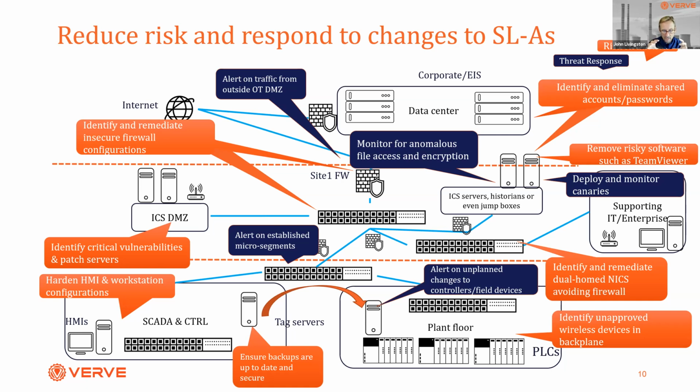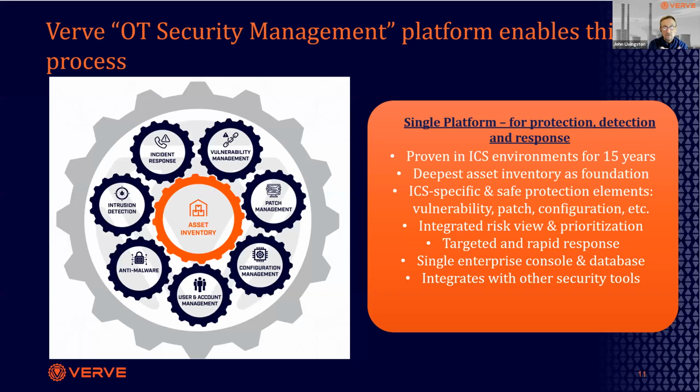By focusing on that endpoint and really bringing 62443 to the endpoint, I can significantly improve my overall security levels across both risk reduction and threat response. So how do we do that? We do that through what we call the Verve Security Center, or an OT security management platform. And it begins with that first piece, which is really getting a deep visibility into the inventory.